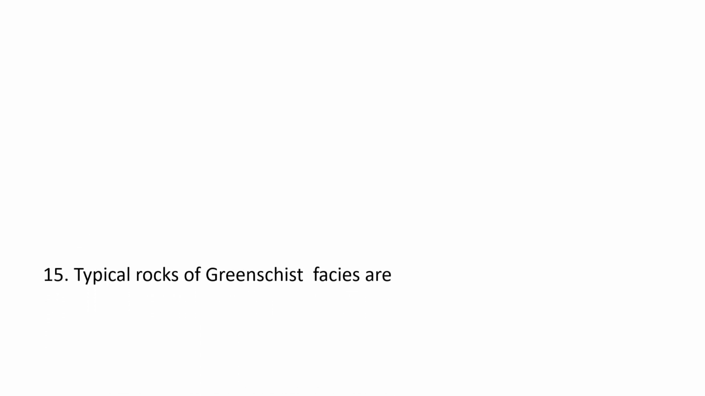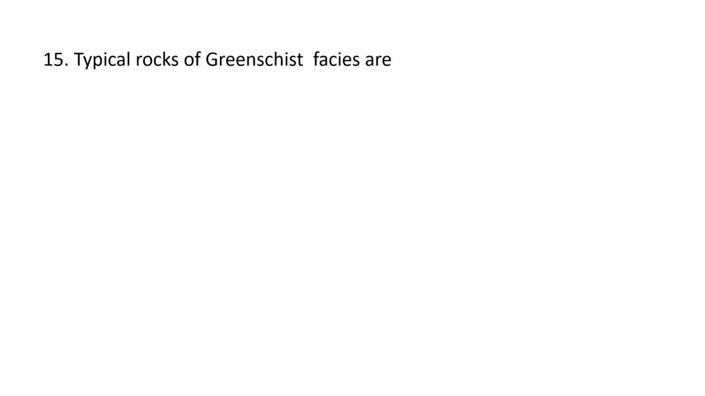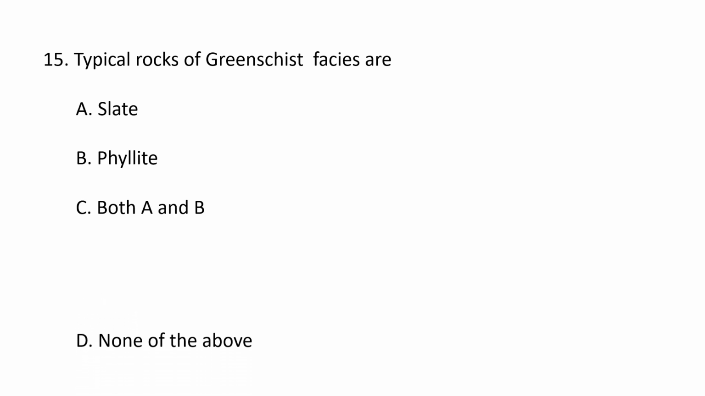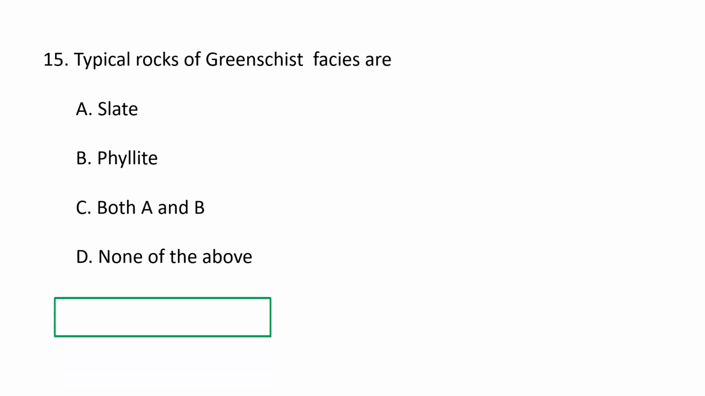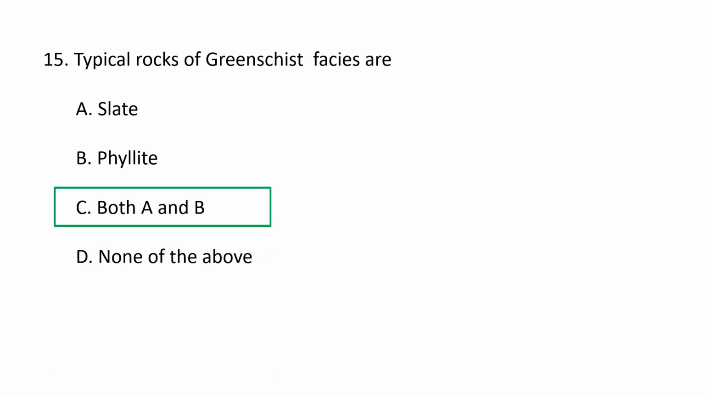Next question. Typical rocks of greenschist facies are: A. Slate, B. Phyllite, C. Both slate and phyllite, and D. None of the above. So typical rocks of greenschist facies are both slate and phyllite. C is the correct option.